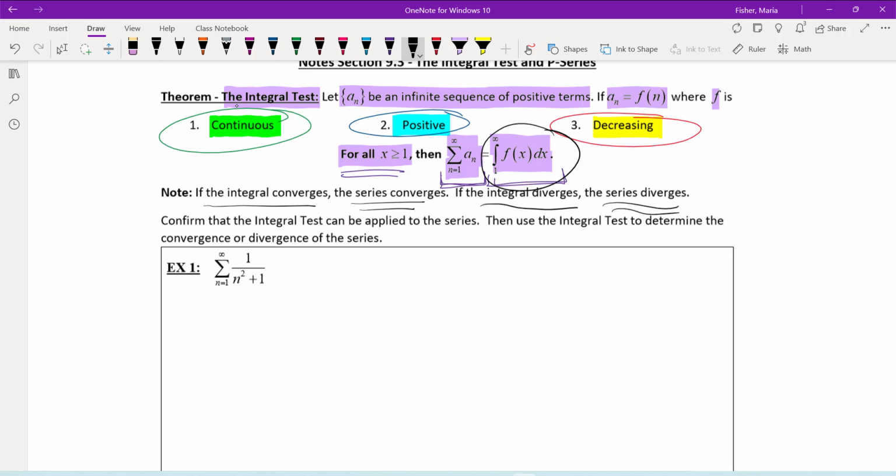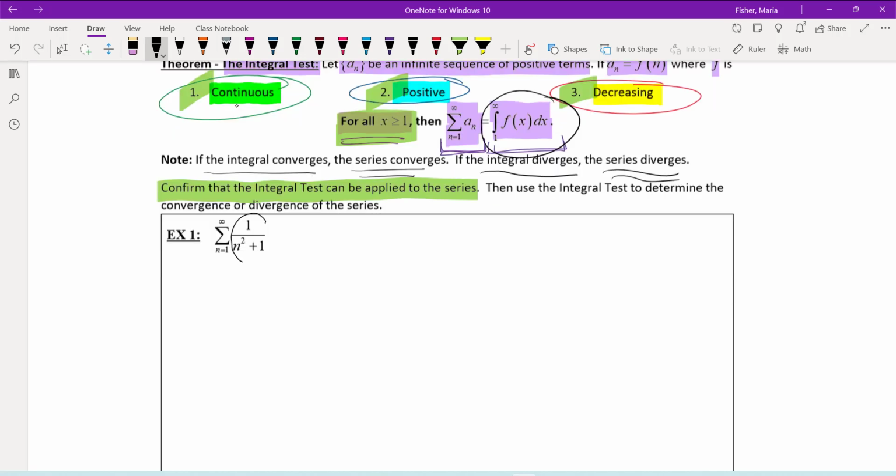Let's look at problems where we're using the integral test to determine if a series converges or diverges. The directions state to confirm that the integral test can be applied, then use the integral test to determine the convergence or divergence of the series. So when it says that we need to confirm that the integral test can be applied, what we need to do is show that it is continuous, positive, and decreasing for those x's greater than or equal to 1. So let's go ahead and do that for number 1.